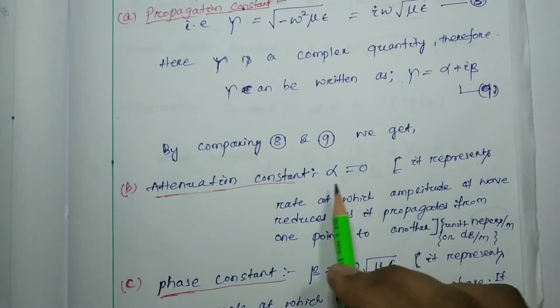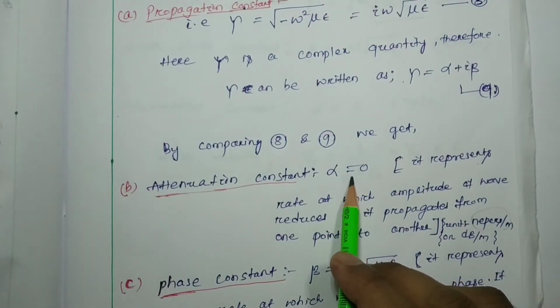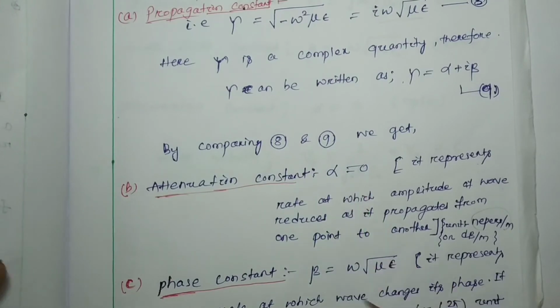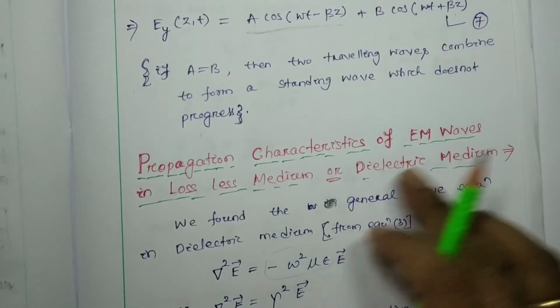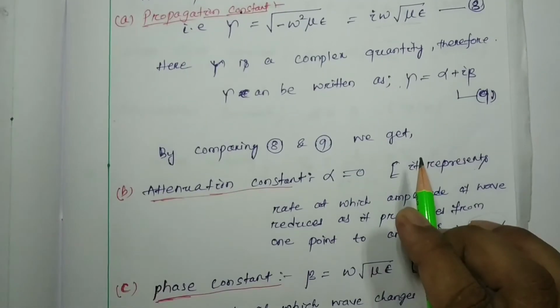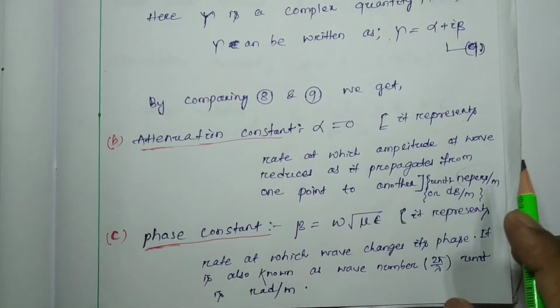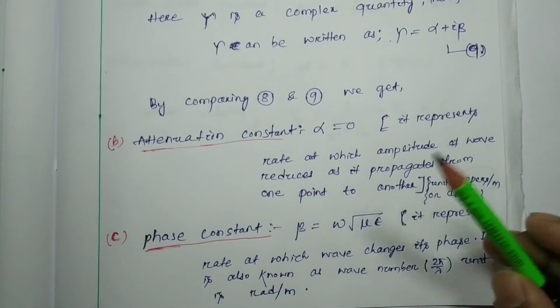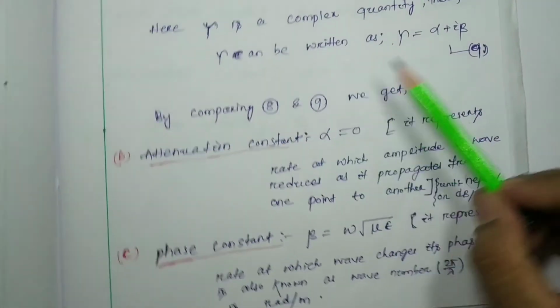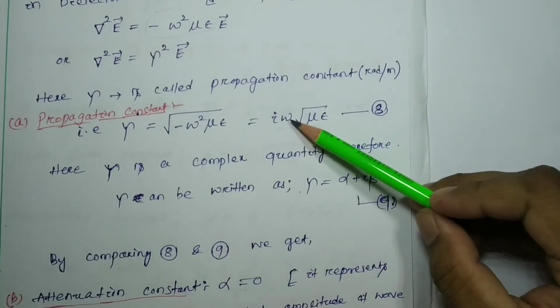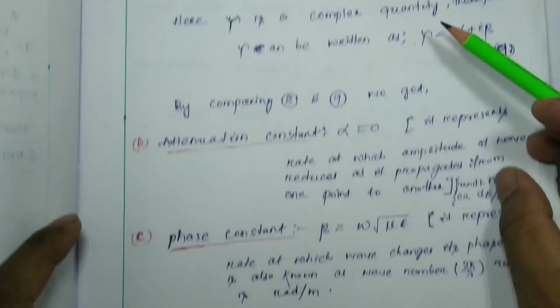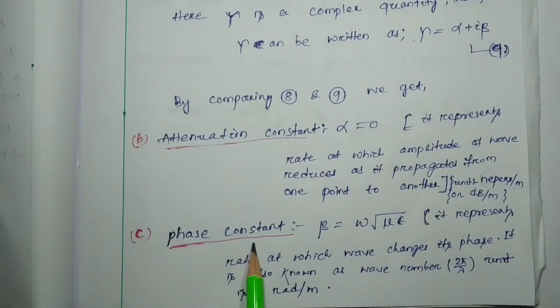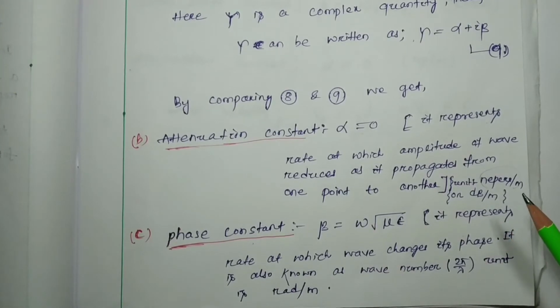Okay, so here we found alpha is equal to 0. So in case of lossless medium or dielectric medium, there is no attenuation, alpha equal to 0. Now the phase constant: if we consider equations 8 and 9, beta we found is omega root over of mu and epsilon. This is called the phase constant, and it represents the rate at which the wave changes its phase per second, how it changes its phase.